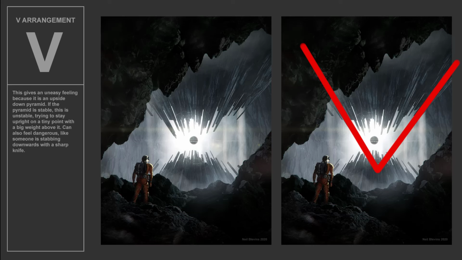So then we have the V arrangement. And this also gives an uneasy feeling because it's an upside down pyramid. If the pyramid is stable, this is unstable, trying to stay upright on a tiny point with a big weight above it. It can also feel a little dangerous, like someone is stabbing downwards with a sharp knife. So you can see not only do we have a bunch of smaller V's here on the ceiling of the cave, but then we have one giant one which is stabbing down right here.